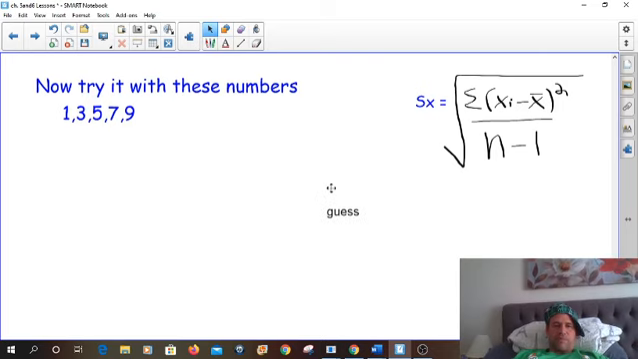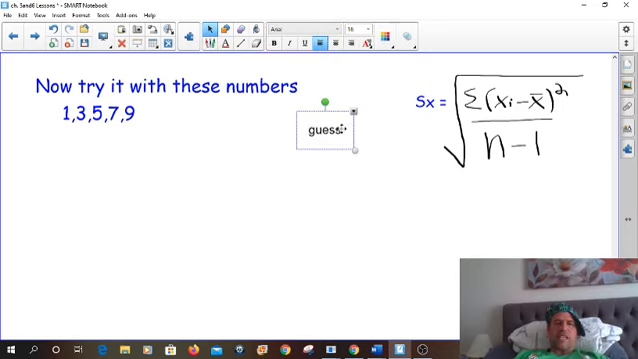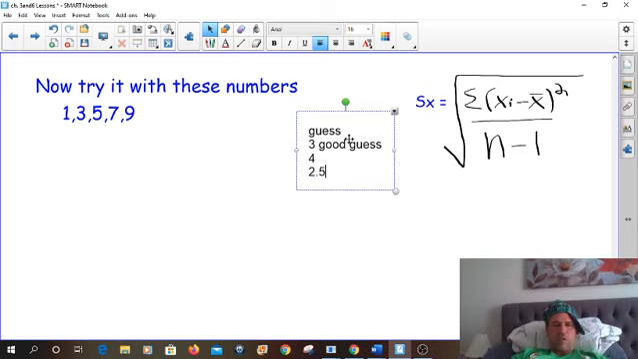What do you think? What are some guesses? Shout it out so I can hear you. Oh, you said 3? Cool. That's a good guess. What else is there? Take another guess. 4, good guess. We already did 2, so probably not 2. Maybe 2.5. Okay, so these are all good guesses.